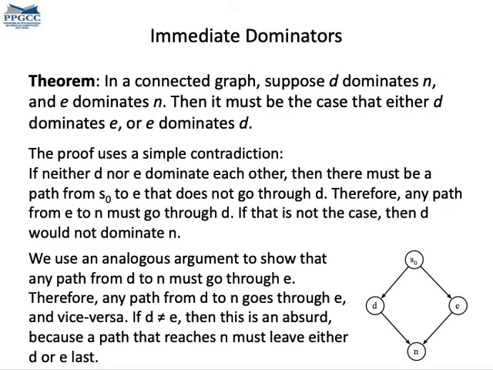Here's the reasoning. If neither D nor E dominate each other, then there must be a path from the beginning of the graph to N that does not pass by one of these dominators, I mean D or E. Just look at this figure on the bottom and make sure that you understand why this is true.